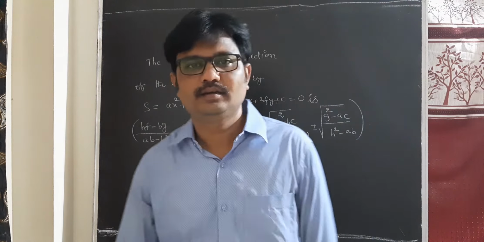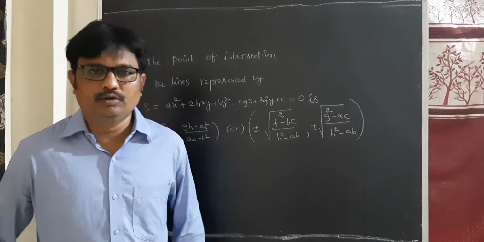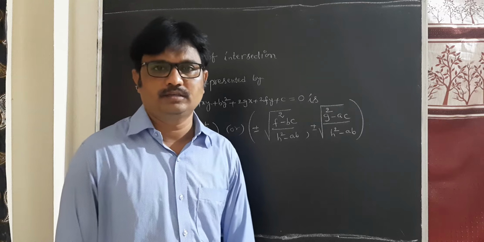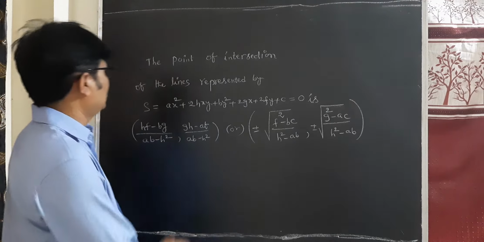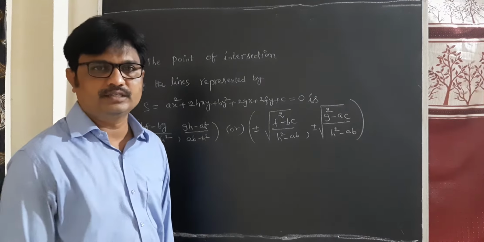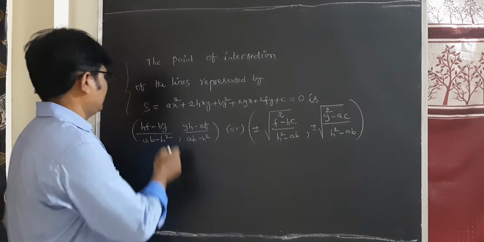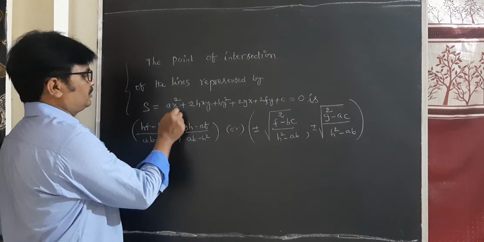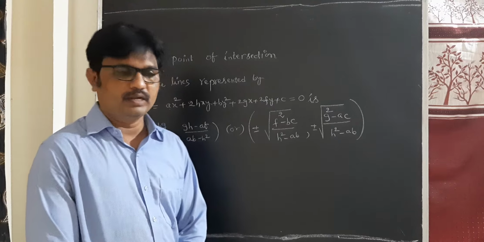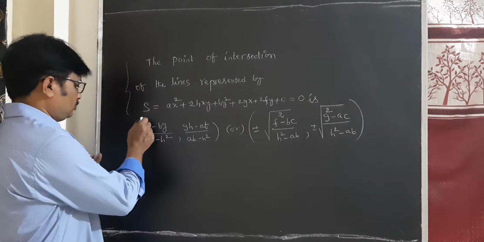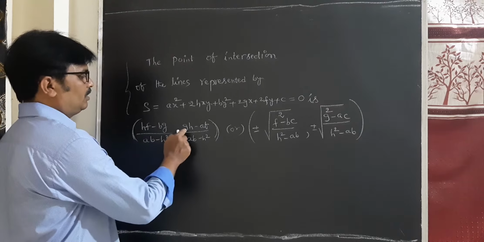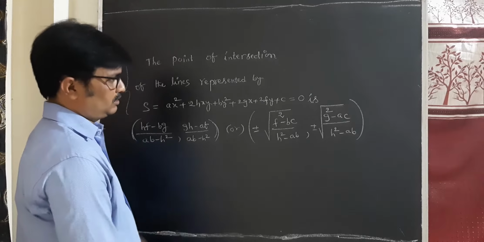Hi students, today we are going to discuss the point of intersection of a pair of lines. In the previous class, we discussed the point of intersection of the lines represented by the equation ax square plus 2hxy plus by square plus 2gx plus 2fy plus c equal to 0, which is (hf minus bc) by (ab minus h square), (gh minus af) by (ab minus h square).